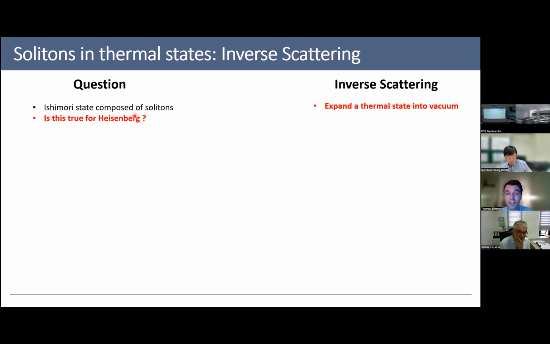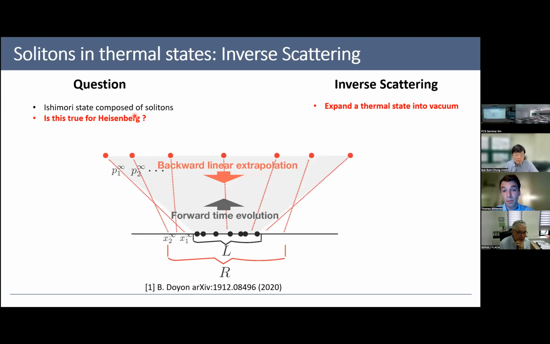So can you ask the question, we know the Ishimori chain is a gas of solitons. Is the Heisenberg chain also a gas of solitons in some sense? So the idea would be to expand a thermal state into a vacuum state and ask, do I get solitons out? And this is exactly what is called the scattering map, or the inverse scattering map, where initially I have a system of size L that is presumably a soliton gas.